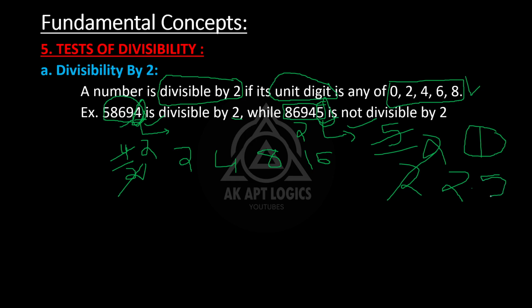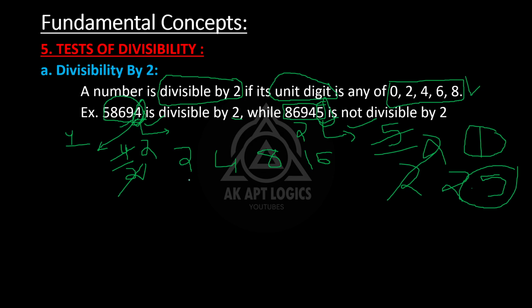It means we shouldn't take 0.5, right? We shouldn't say that if the quotient is in the form of a point value, then it is divisible by 2. So my point is, we are going to check only the unit place digit, only the single digit. Whether it is divisible by 2, then the whole number is divisible by 2.